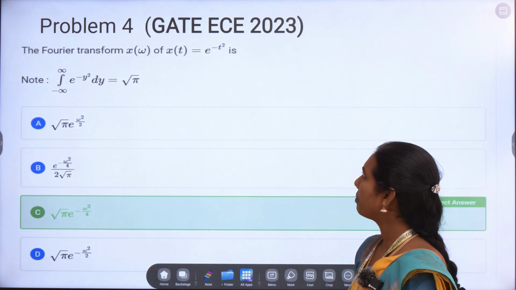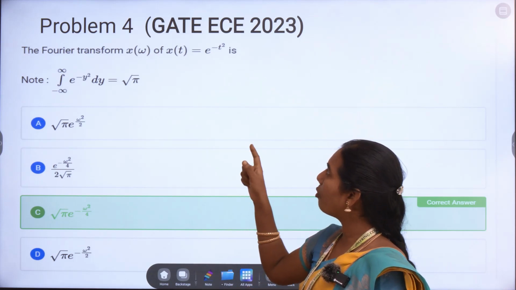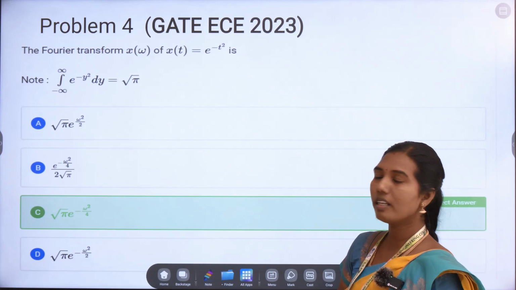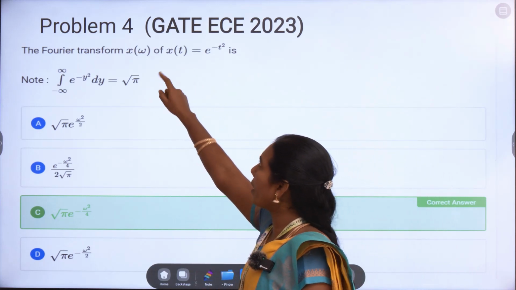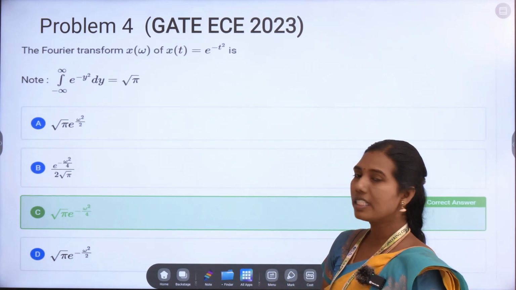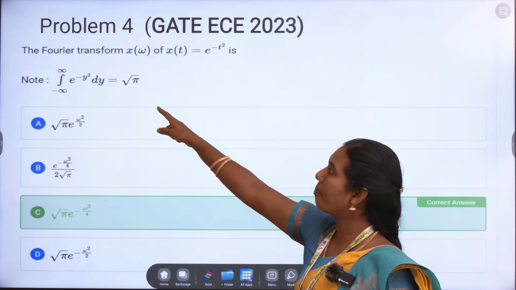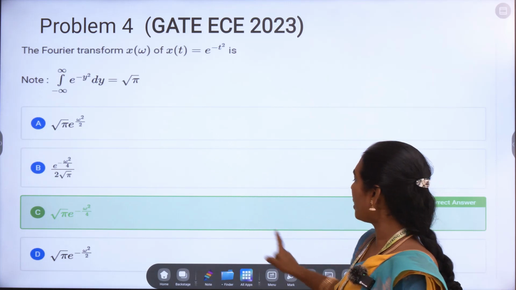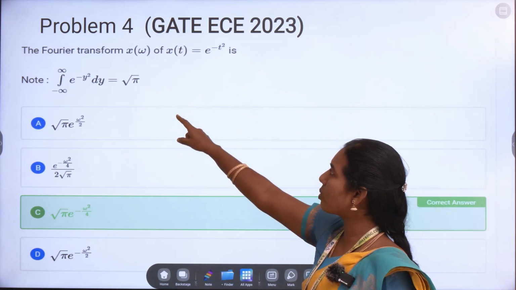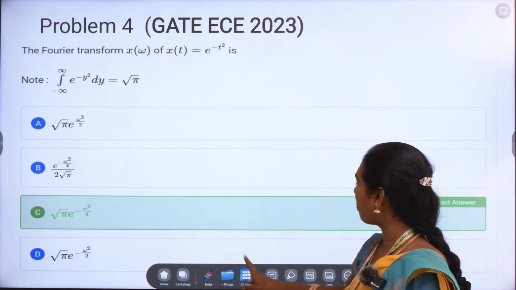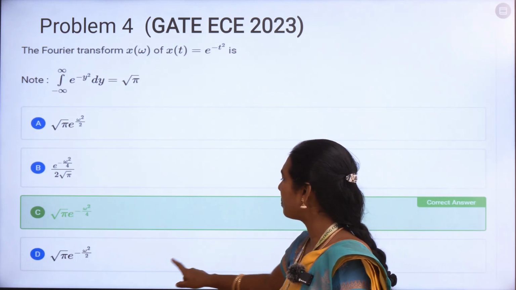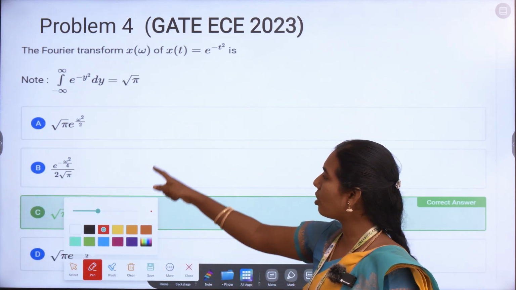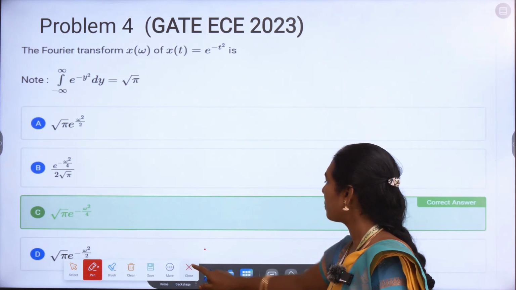So the fourth problem is the Fourier transform X of omega of x of t as e power minus t square. Here they asked to find out X of omega for the given signal x of t. The assumption given is that the integral from minus infinity to infinity of e power minus y square dy is equal to square root of pi. So these are the options we need to find the answer from.